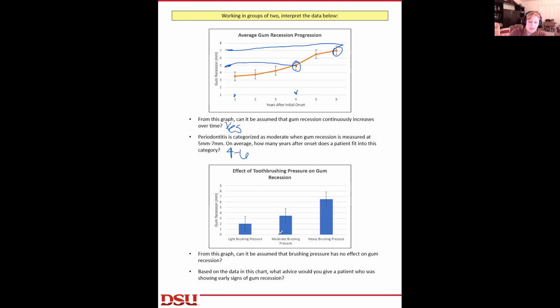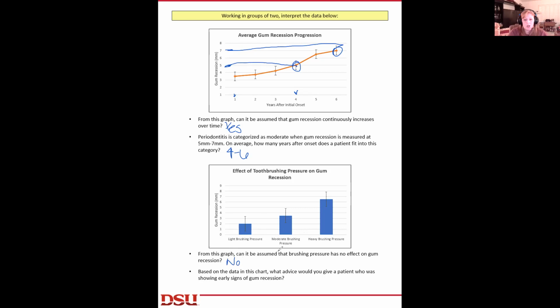Okay, now let's look at toothbrushing pressure and gum recession. From this graph, can it be assumed that brushing pressure has no effect on gum recession? Well, let's look. Light brushing pressure, we get about 2 millimeters. Moderate, we get about 3.5. And heavy, we get just over 6. So it seems to show that brushing pressure absolutely has an impact on gum recession. So no, we can't assume that it does not have an effect, because it appears to.